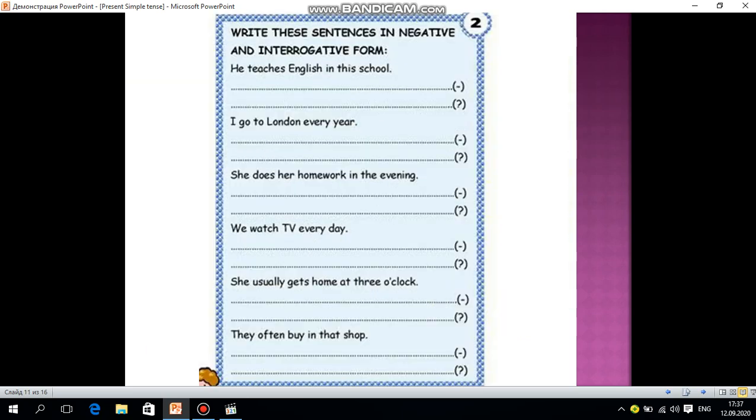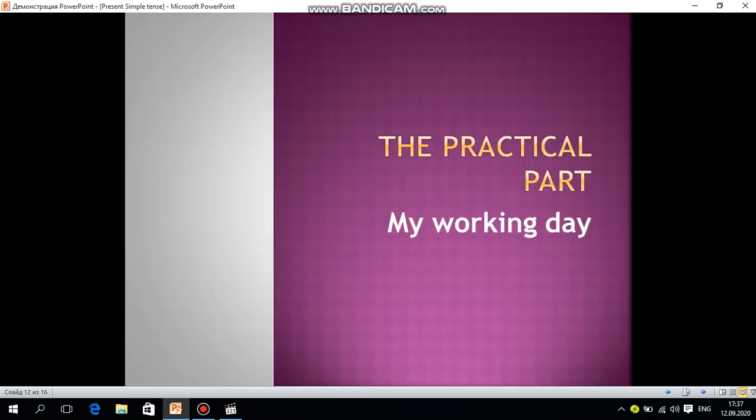In this exercise, you should write the sentence into negative and interrogative forms. He teaches English in this school. Negative sentence, he doesn't teach English in this school. And interrogative sentence, does he teach English in this school? And so on. Okay, the practical part of my lesson is the text, my working day.